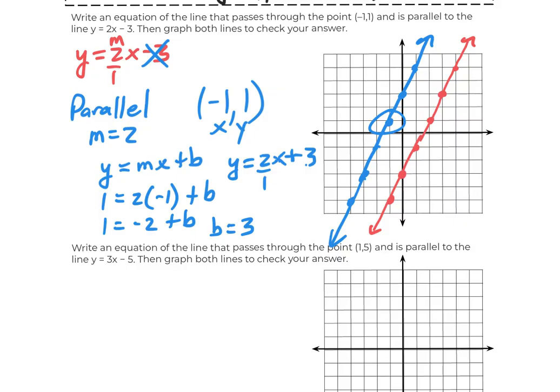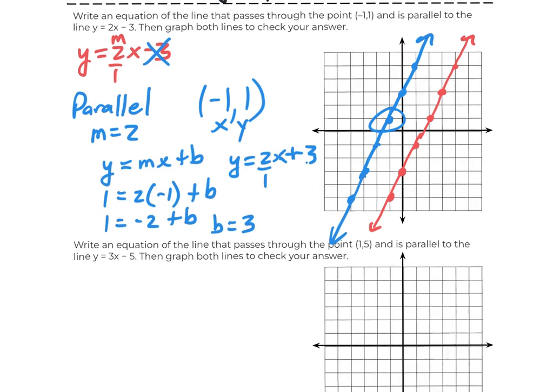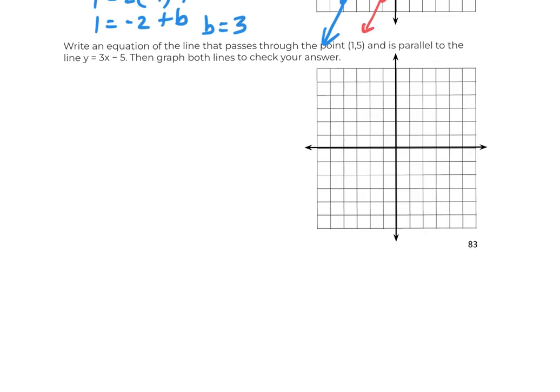Questions on that one? Okay, let's look at another one. Write an equation of the line that passes through 1, 5 and is parallel to y equals 3x minus 5.